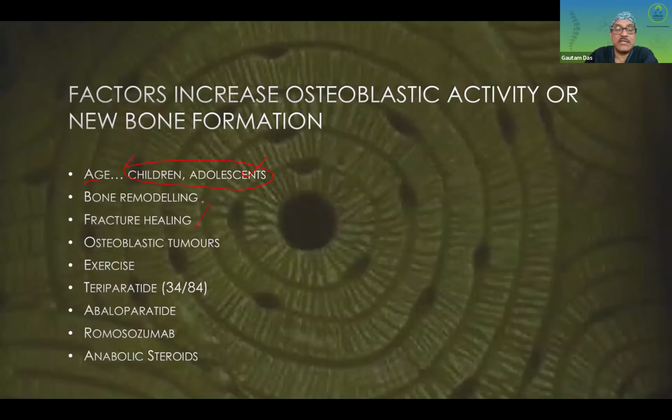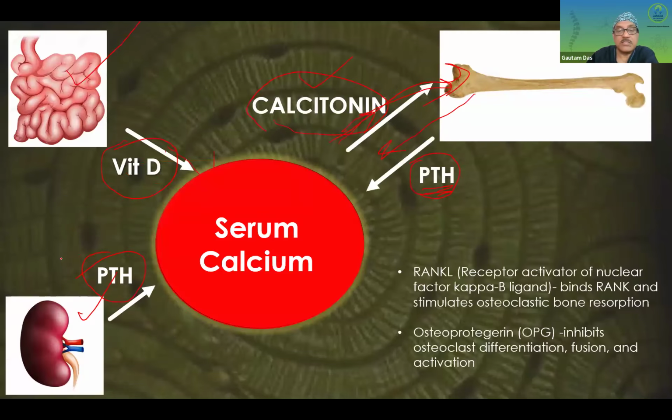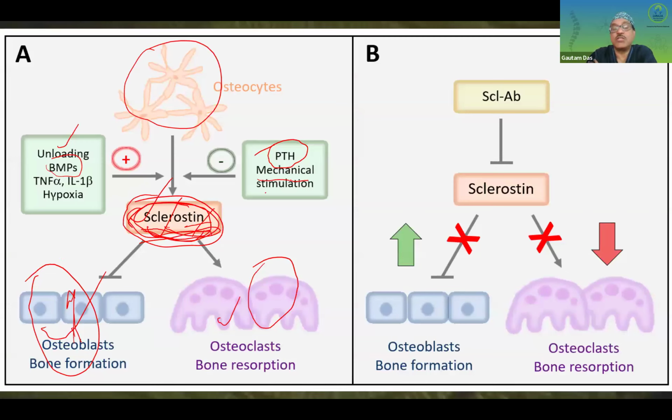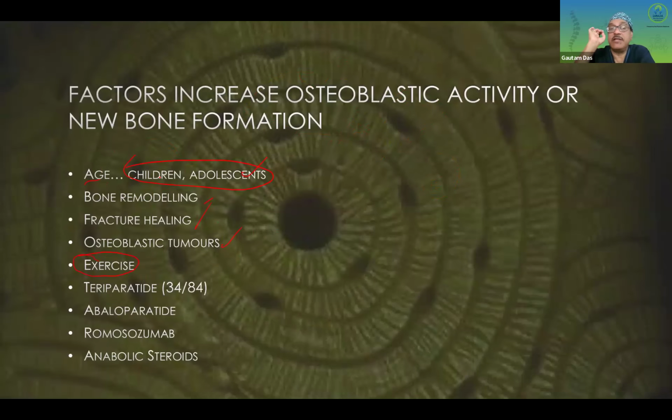Bone remodeling, if there is fracture healing and bone remodeling, then osteoblastic activity will also be increased. Osteoblastic tumor, osteoblastic is increased. But very important is pressure on the bone, the pulling effect of the periosteum by exercise. Exercise is very, very important. As I already mentioned, sclerostin is prevented by mechanical stimulation of the bone. If the periosteum is pulled, then sclerostin will be suppressed. So exercise is very important, that can increase your osteoblastic activity by suppression of sclerostin.